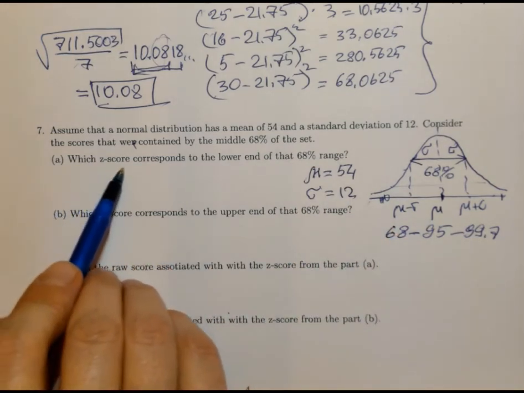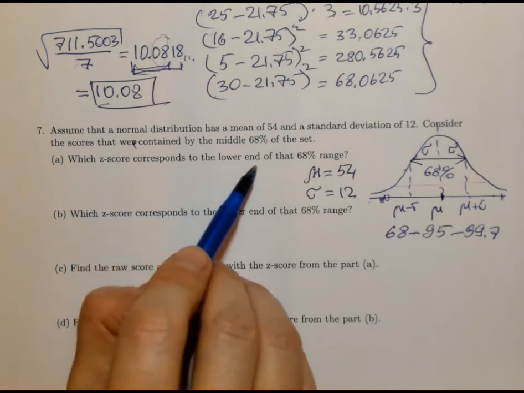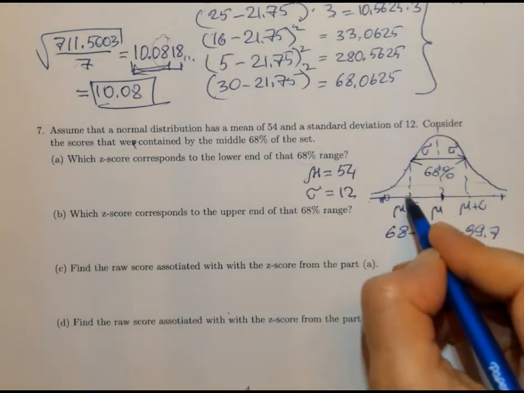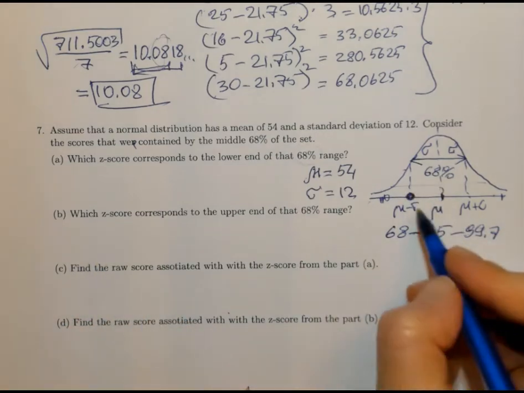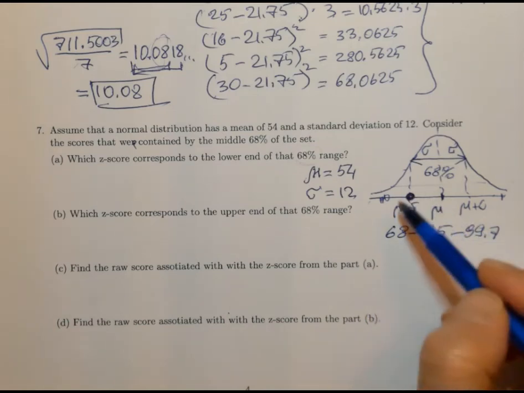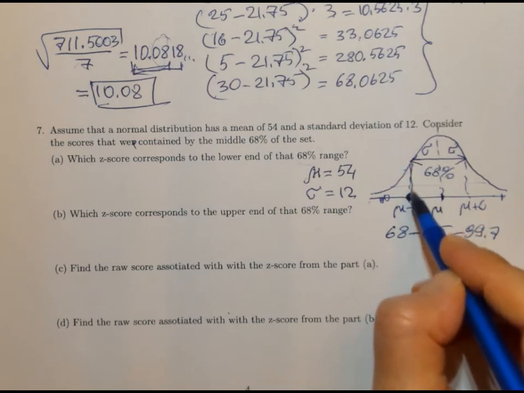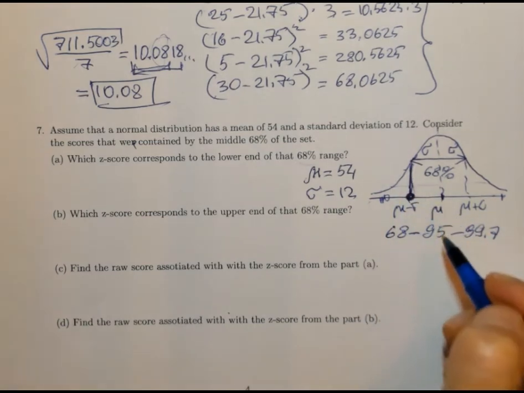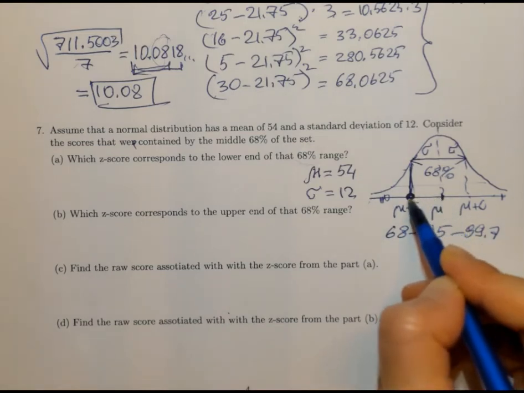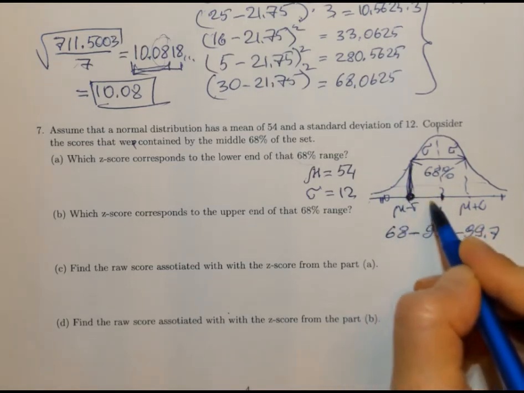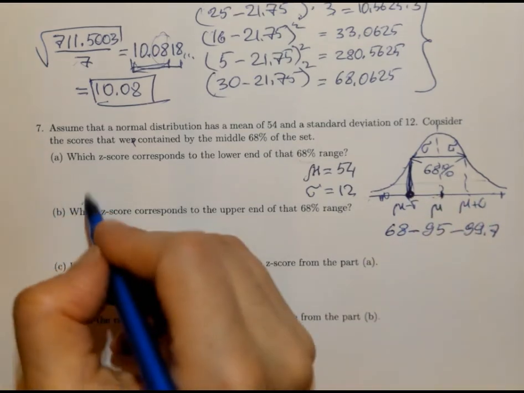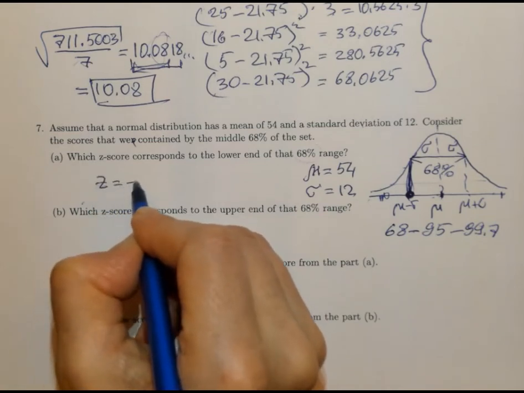The question is, which z-score corresponds to the lower end of this 68% range? The z-score is, so to say, the coordinate of this point in terms of standard deviation. So how many standard deviations from mu? The left end is 1 standard deviation from mu to the left, so z equals -1.